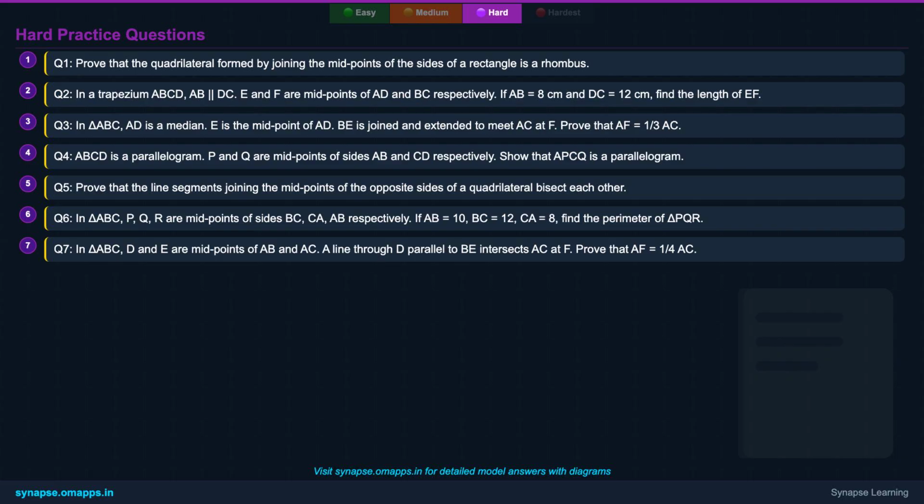Question 3. In triangle ABC, AD is a median. E is the midpoint of AD. BE is joined and extended to meet AC at F. Prove that AF is equal to 1/3 AC. These problems will truly test your understanding.